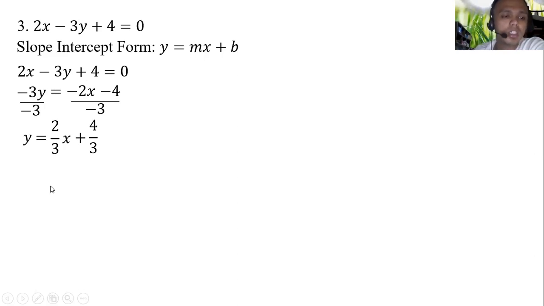Now, what is our slope here? Yung m natin is this slope here. So dito, mx, yung partner dito naman ng x is 2/3. So, therefore, yung m natin is 2/3. Then, for your b naman, ito naman yung 4/3.